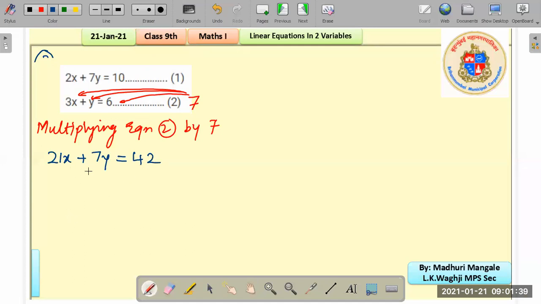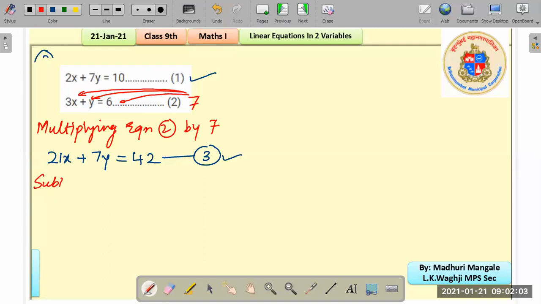And then look at, this is equation 3. Look at equation 1 and equation 3. The y terms are same. Should we add or subtract? Both signs are same. So 7 and 7 will make a 14. So we subtract to get rid of the y terms. We subtract to eliminate the y terms.